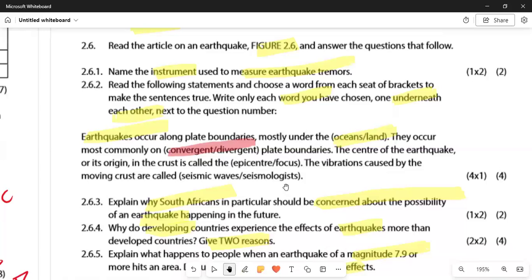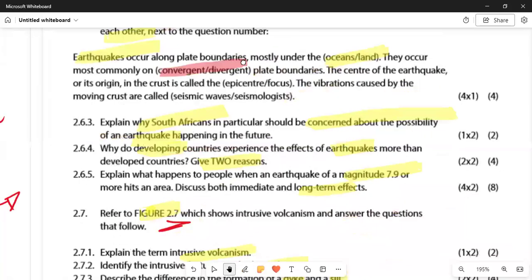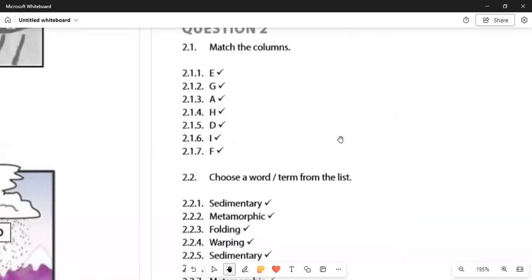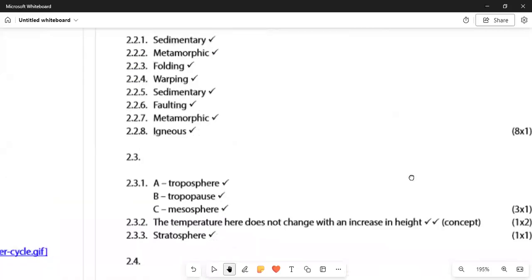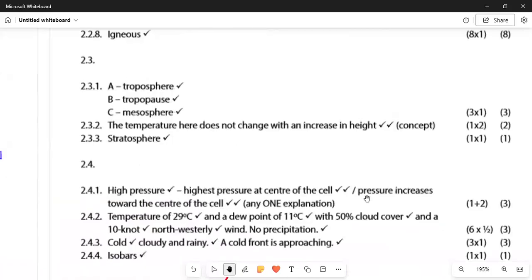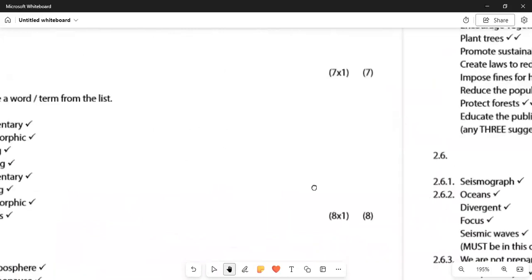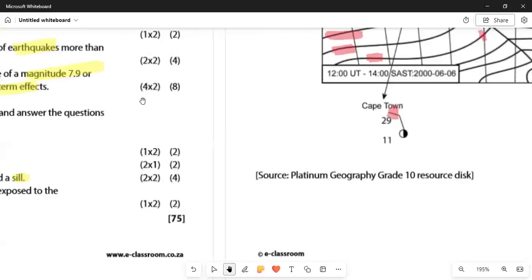So we measure the earthquake in 2.6.1. We must understand this concept. In 2.6.1, we can see that the earthquake is measured with what we call the seismograph. The seismograph is the correct answer according to the content. Then you get a mark for that.